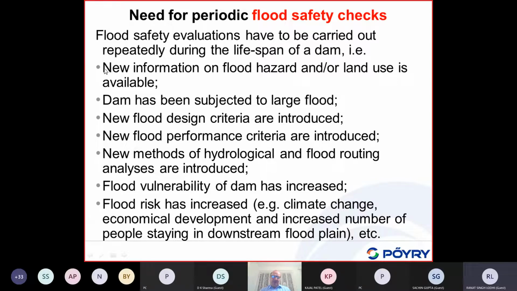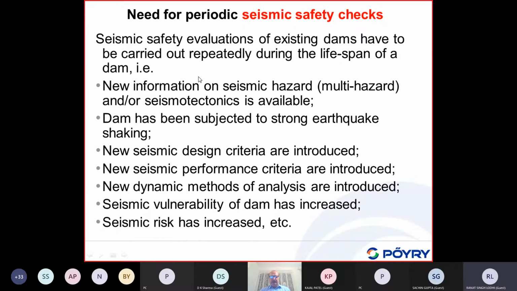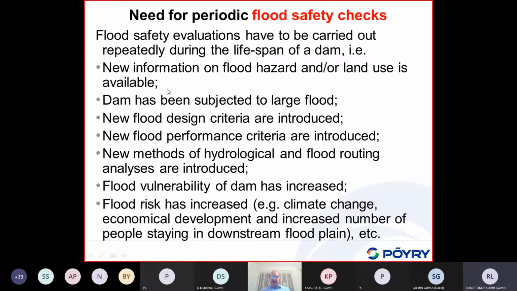For example, a typical case is flood hazard. We should do a review if new information on the flood hazard or the land use in the catchment is available. If the dam has been subjected to a very large flood, one should look at whether it may have caused some damage to a spillway. If new flood design criteria are introduced, how you can release your safety floods has quite a big impact.